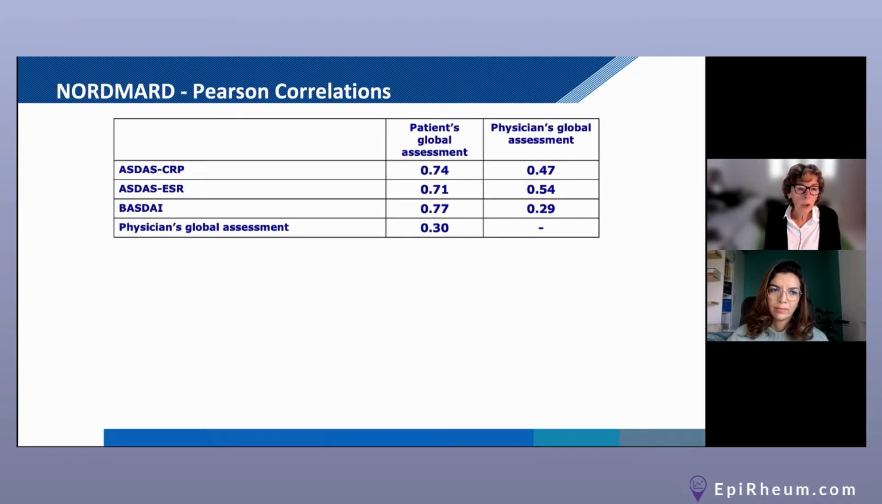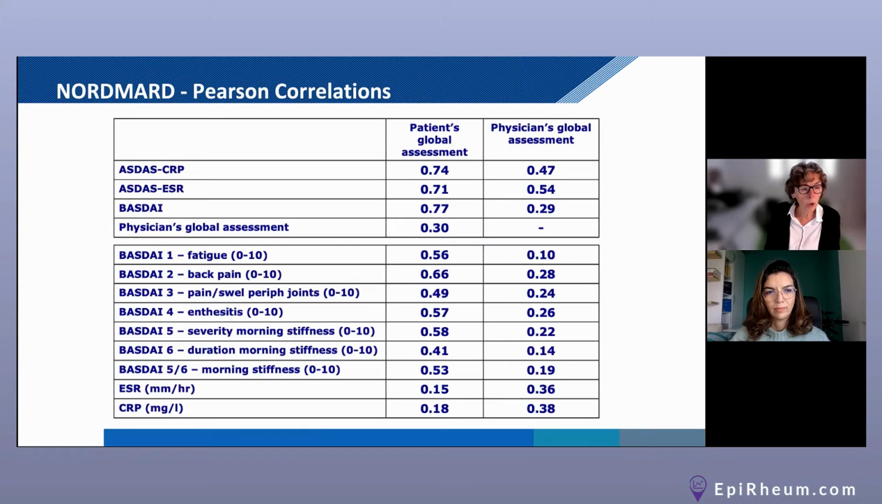In the validation, you have to compare the new disease activity score with an existing disease activity score and with single assessments. So here you see the Pearson correlations in an independent cohort with the patient global and the physician global. To compare, you see also the relationship between physician global and patient global, which is very low in axial SpA. And that's not only in this cohort, but in every cohort you see this. So this is important that the new disease activity measure has a good relationship with both patient and physician global assessment. And you see that the ASDAS is better performing than the BASDAI.